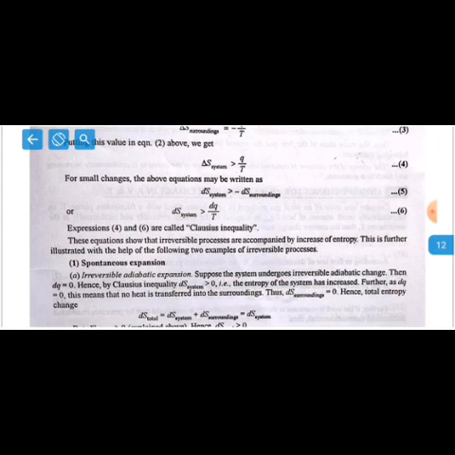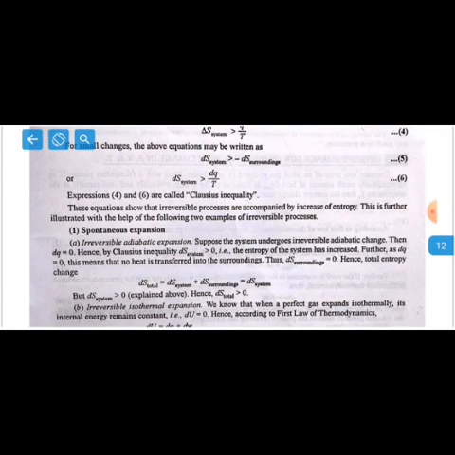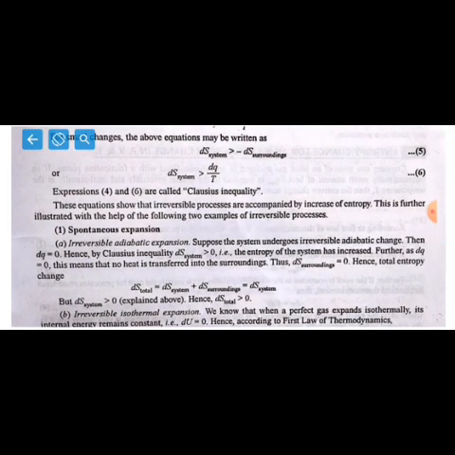These equations show that irreversible processes are accompanied by an increase of entropy. This is further illustrated with the help of the following two examples of irreversible process. First is the spontaneous expansion. Part A, irreversible adiabatic expansion. Suppose the system undergoes irreversible adiabatic change, then dq is equal to 0. Hence, by Clausius inequality, dS system is greater than 0. The entropy of the system has increased as dq is equal to 0.